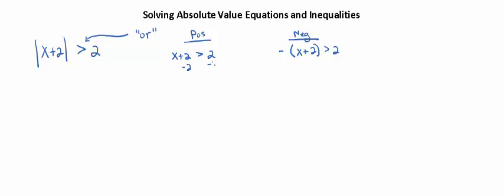In the positive case, let's subtract 2 from both sides. X is greater than 0. And the negative case, just as a reminder, we have a negative 1 outside of the parentheses. We need to distribute that.